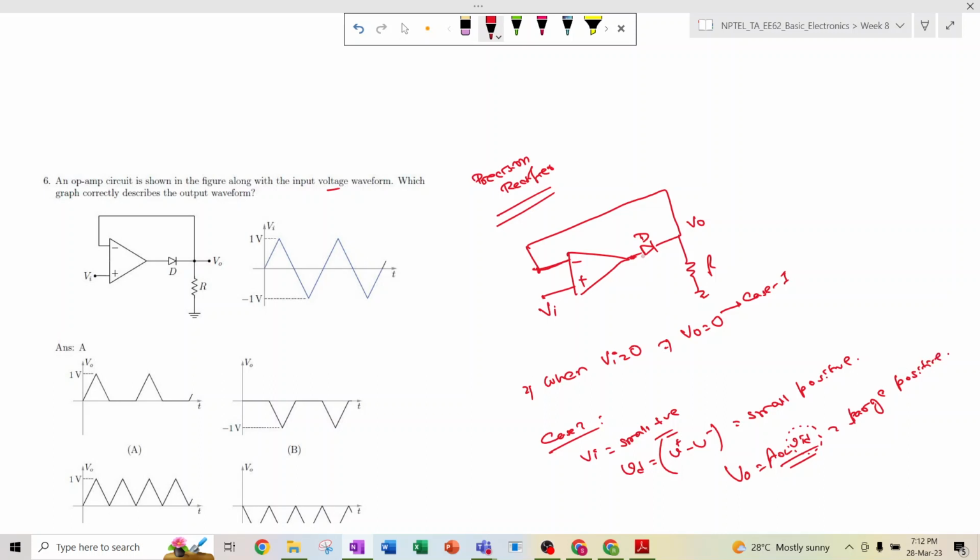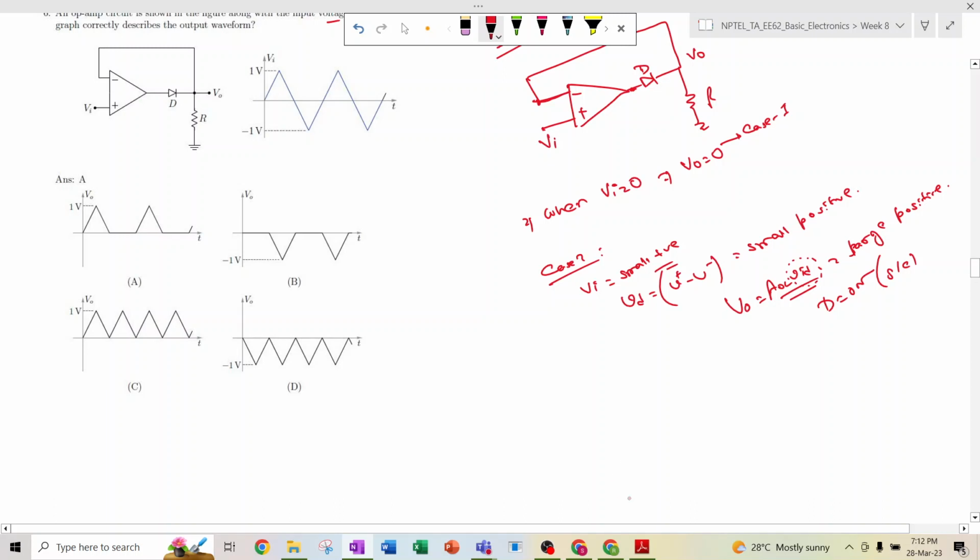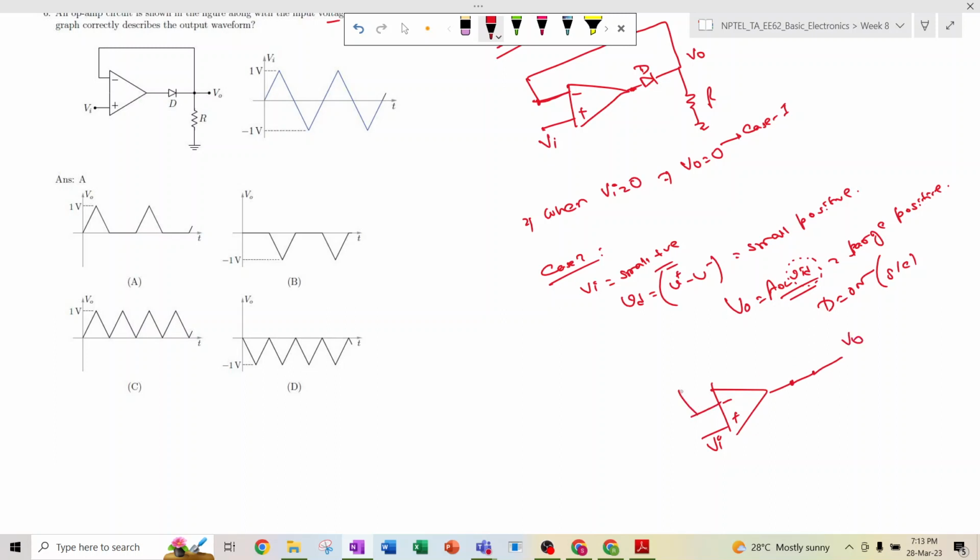So large positive voltage means the diode becomes on. Diode becomes on means the diode becomes short circuit. Then what is the case? Then the equivalent circuit diagram will be: this is minus, this is plus, this is Vi, and here the diode is short, like this. Okay, it is short. So now this is Vo and this is R.